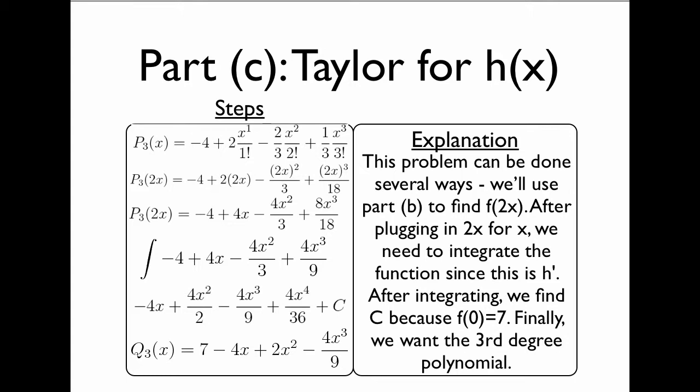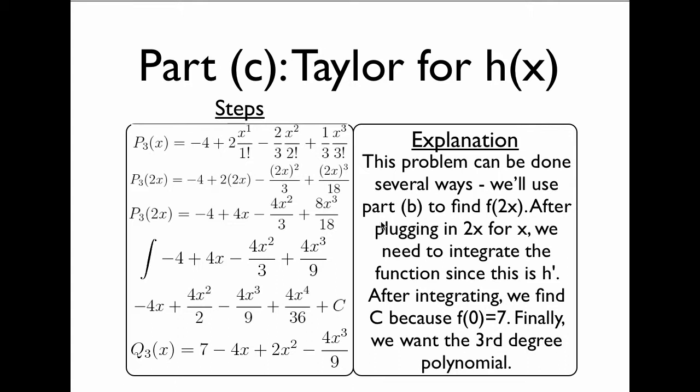You'll have noticed on a lot of the Taylor series questions or review questions, I've put in this idea that you use one function to find a new function. So that's how we can solve this. We have P3 of x, we can find P3 of 2x. So I'm plugging in 2x for all the x's I see in my function here. Then I simplify on the third line. So I have negative 4 plus 4x minus 4x squared over 3 plus 8x cubed over 18. And yes, we could simplify that a little further. And I've got now P3 of 2x.